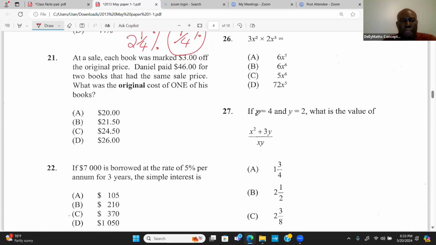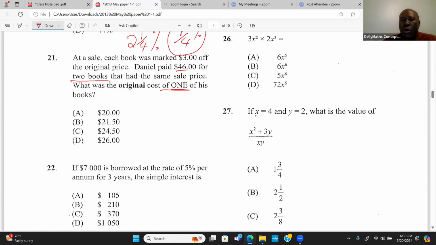All right, let's look at 21. 21 says, at a sale, each book was marked $3 off the original price. We want to listen to that. $3 off the original price. Daniel paid $46 for 2 books, right? At the same sale, what was the original cost of 1?